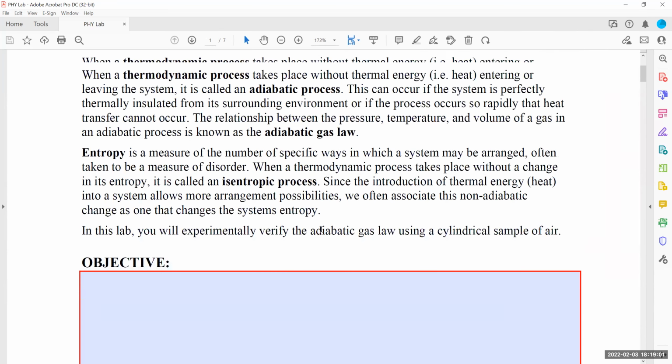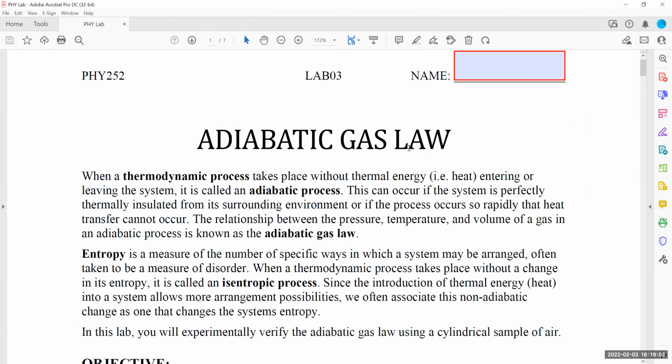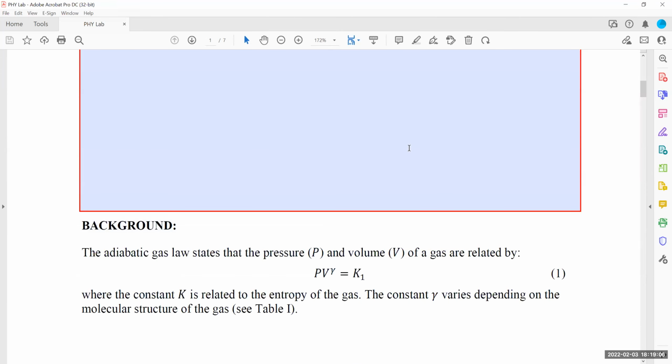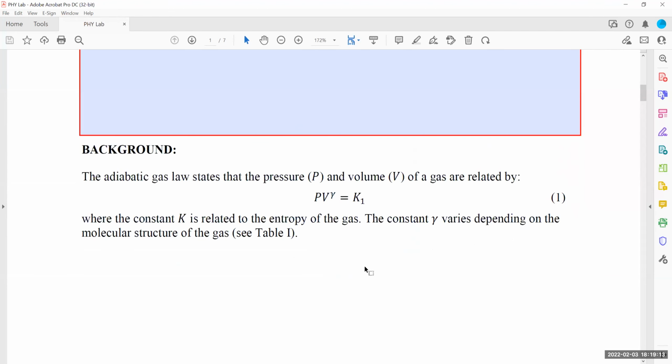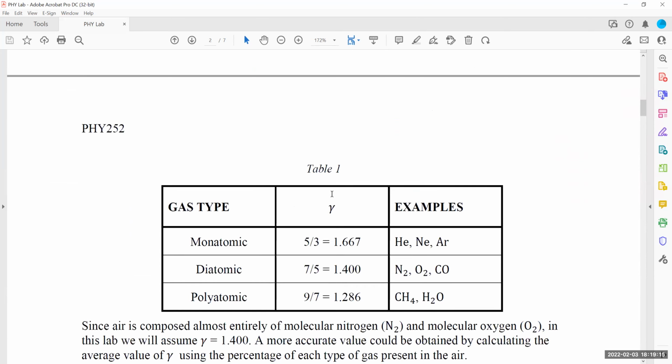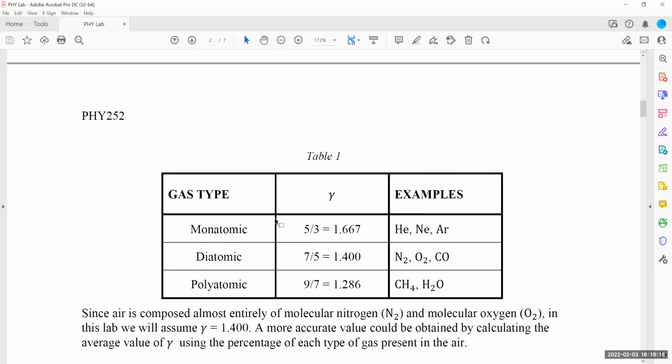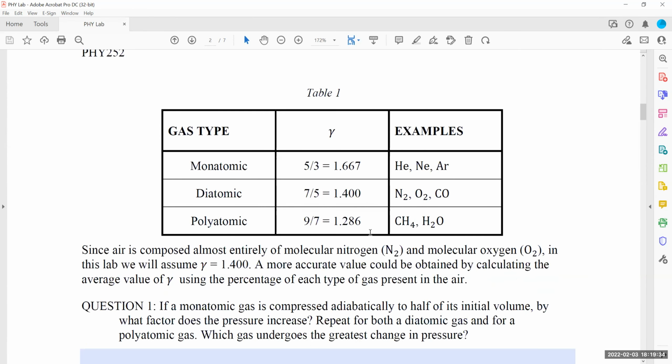The lab talks about the adiabatic process, the adiabatic gas law. The adiabatic gas law can be written as PV to the power gamma equal to a constant, which is called K1 in here. This expression can be turned into different forms where gamma is all of these expressions. For a polyatomic gas, it's roughly about 1.3, because it depends really on quantum mechanical processes involved. For a diatomic gas, it's 1.4. For a monoatomic gas, we've been using 1.67.